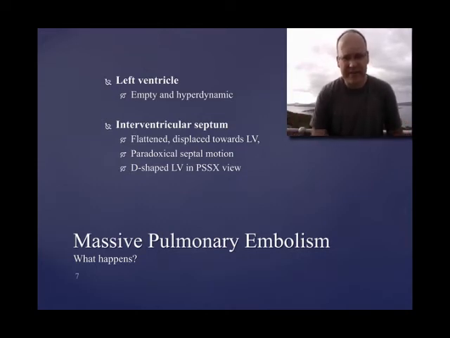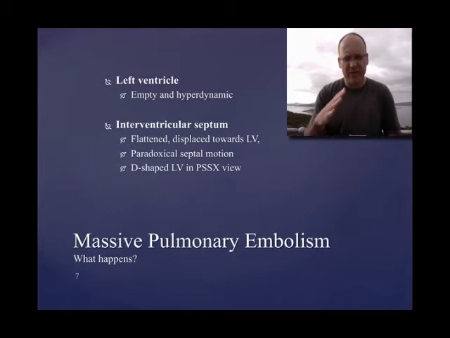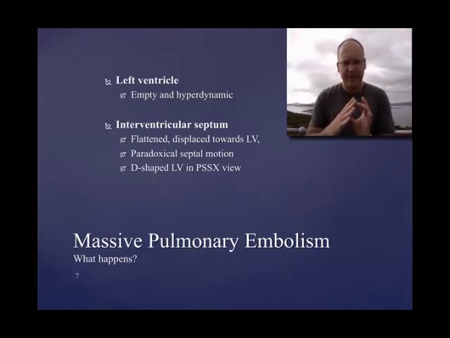The interventricular septum is another key place to look at with big pulmonary emboli, because suddenly, instead of having a low pressure right system and a high pressure left system, you've almost reversed the tables. And so where you've normally got on a cross-sectional view or a parasternal short axis view a round left ventricle, the interventricular septum between the two is really flattened, and you end up with a D-shaped left ventricle in cross-section.